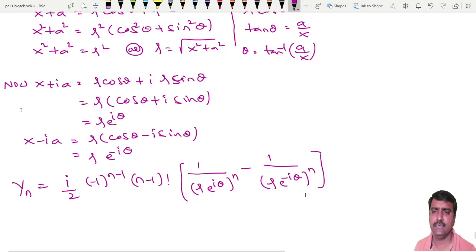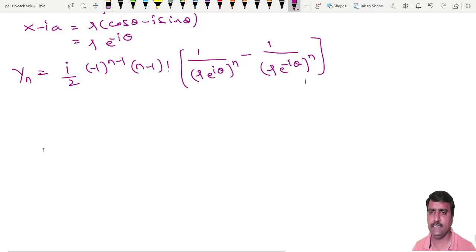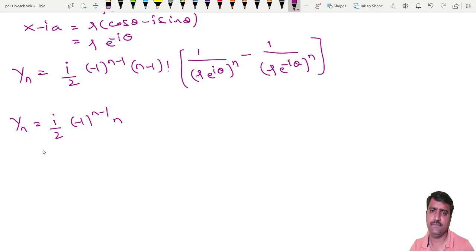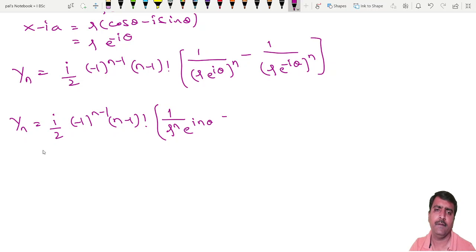Okay, simplifying this, yn is equal to i by 2 into minus 1 to the n minus 1, n minus 1 factorial into, you see this becomes r to the power of n into e power i n theta, so you can write it is 1 by r to the power of n into e power i theta to the power of n can be written as e power i n theta, minus, similarly this is 1 by r to the power of n into e power minus i n theta.